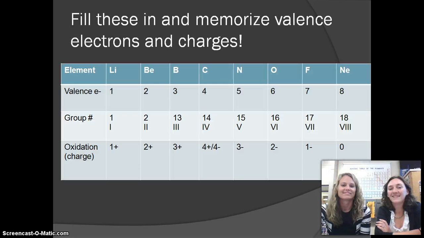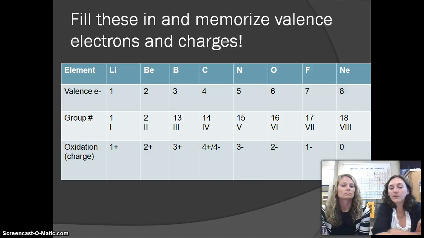So here's your chart. You need to fill in your valence electrons. So fill in 1 through 8 across the top, and then take note of where those are on your periodic table, and make sure that you know that the groups below them, they all have the same valence electrons. That D block, those are variable.